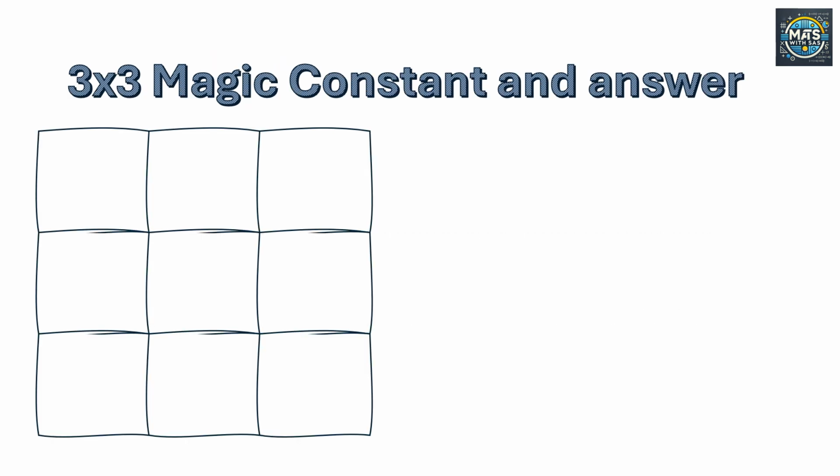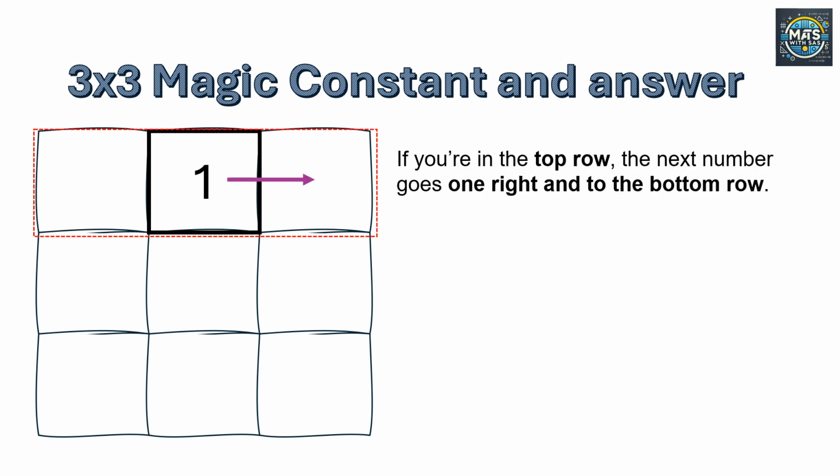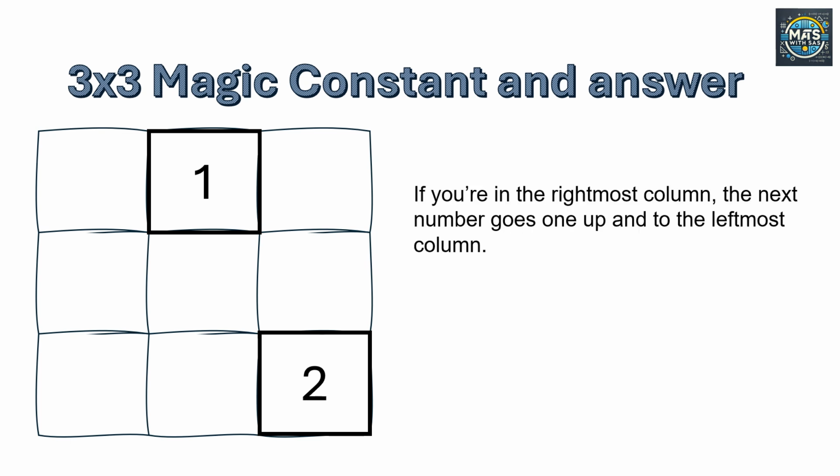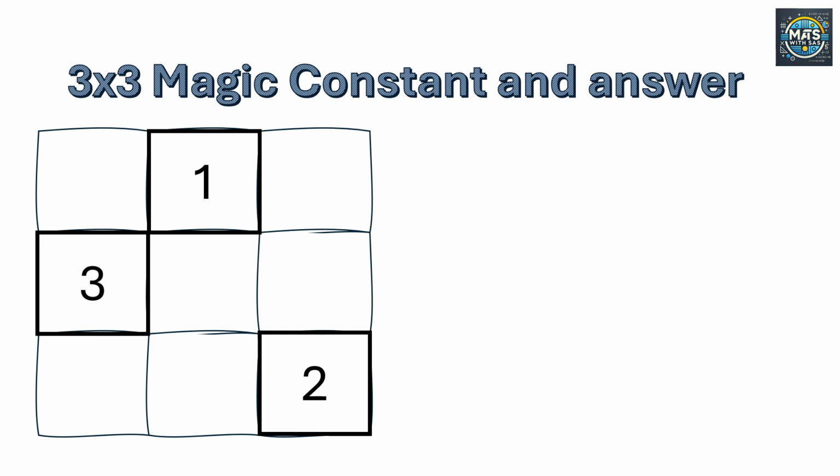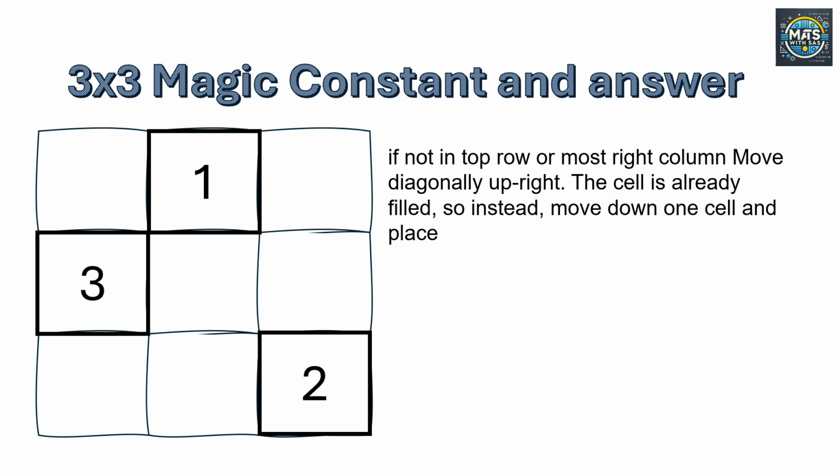Let's apply these rules step by step. Place 1 in the top middle cell. In general, we go diagonally up and right. Since we're at the top row, wrap around to the right and to the bottom row, and place 2. Since we're at the rightmost column, wrap around up and go to the leftmost column, and place 3. If not in the top row or rightmost column, move diagonally up and right. The cell is already filled, so instead, move down one cell and place 4.